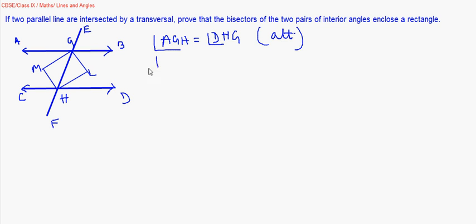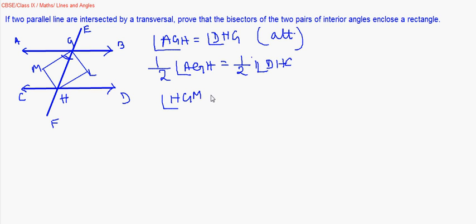So half of angle AGH will also be half of angle DHG. Now half of angle AGH is this, so we take it as AGM. This is half of angle AGH, so I'll write angle HGM will also be equal to half of this, so it is, what do I write, GHL.